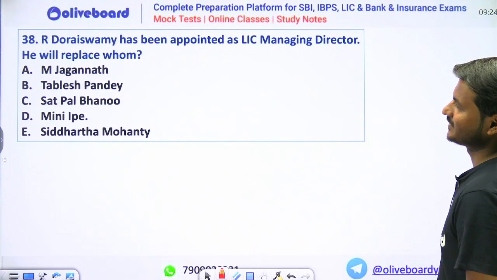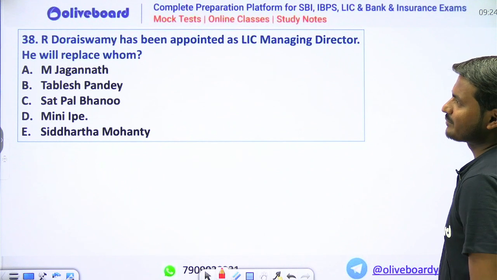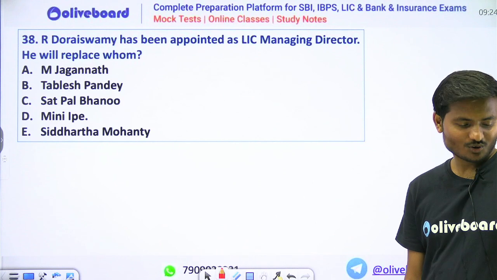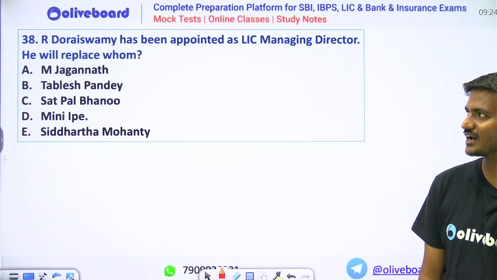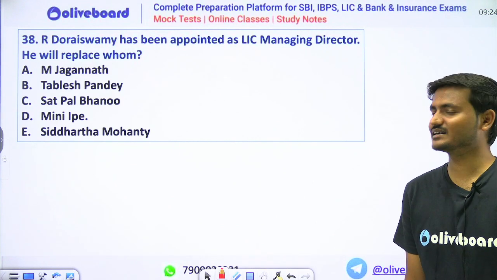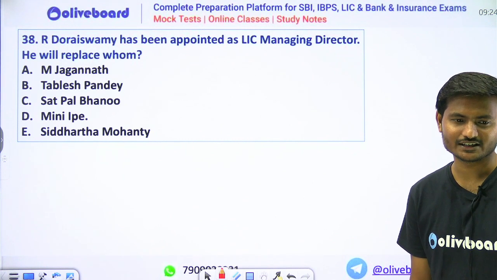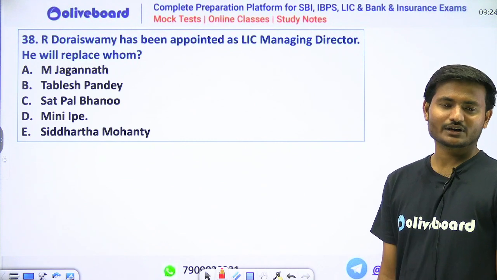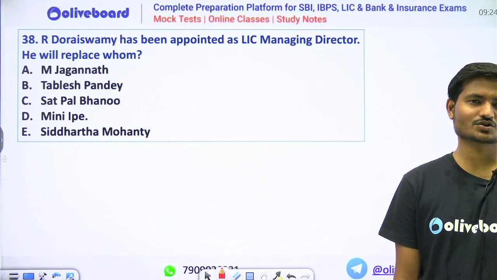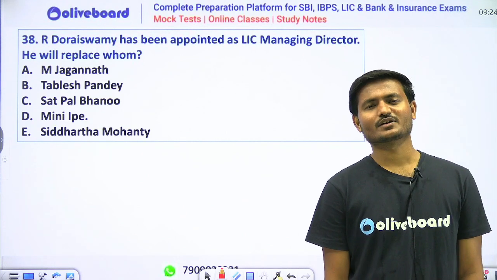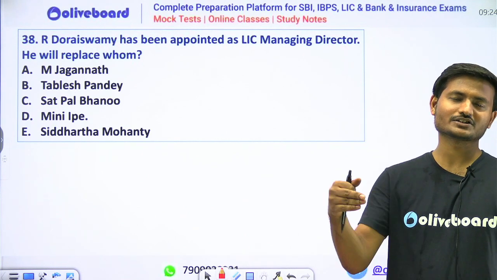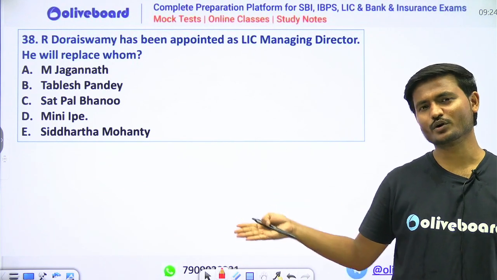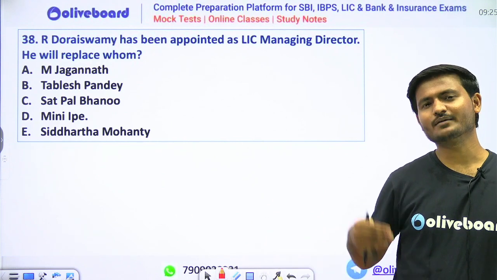Now move forward. R. Duraiswamy has been appointed as the LIC managing director. Many of you must be knowing that R. Duraiswamy sir has been appointed as the managing director of LIC, but whom will he replace? While learning, we also have to remember who is replacing whom. If someone is appointed, who is going? If something is launched, to which company is he associated?